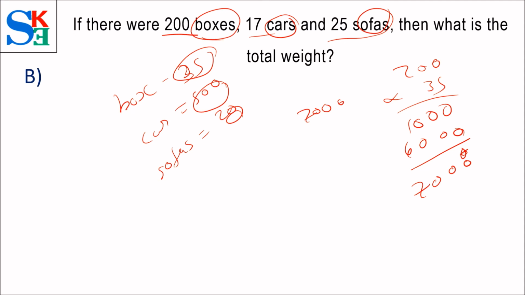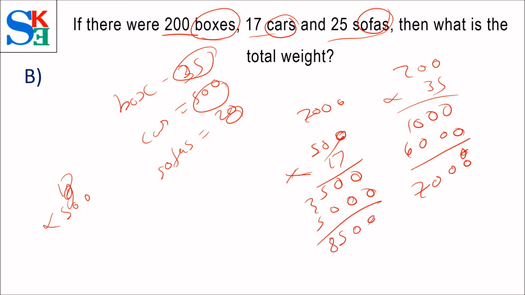Okay? And what about cars? That's going to be 17 multiplied by 500. I'm going to do that the other way around. 500 multiplied by 17. That's going to be 8500. So this is my answer for the cars, and this is my answer for the boxes.